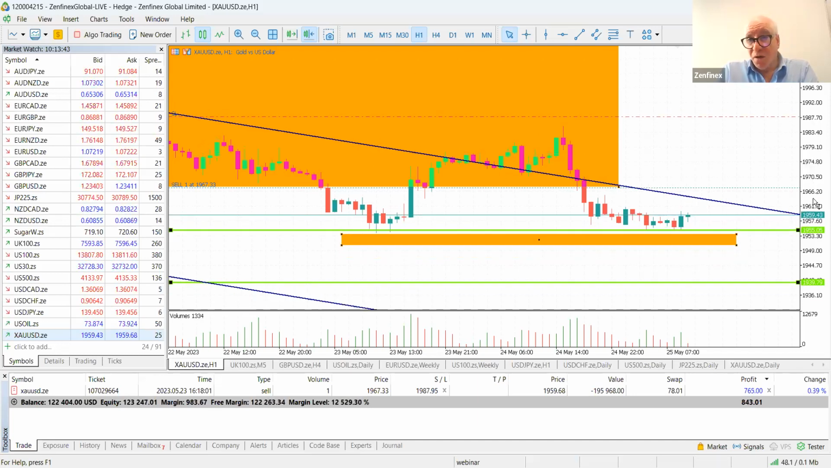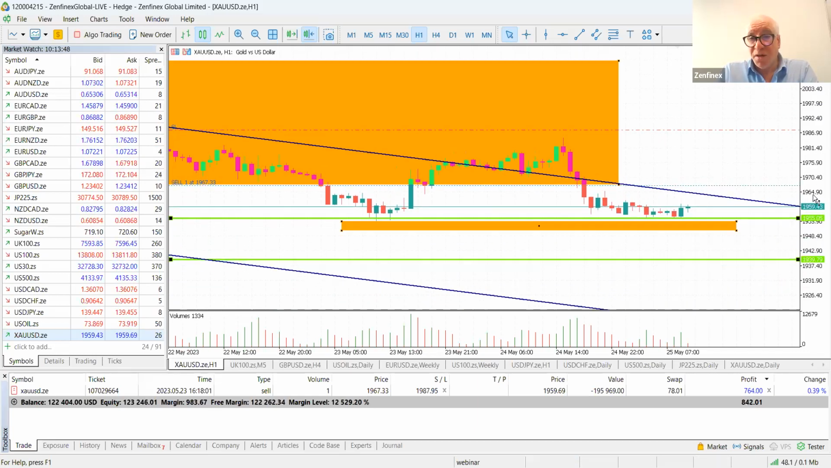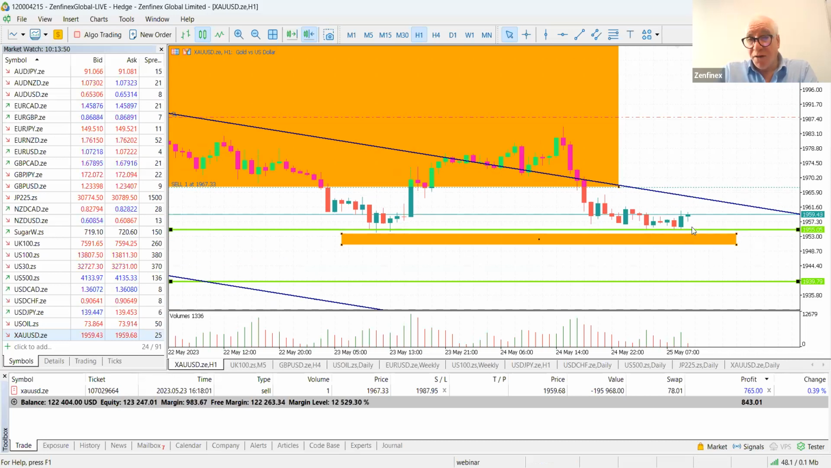So whilst my belief is it's going to come down to here, I'll be looking to see any price action that indicates that this is a stronger level. And already, we're not quite there yet. Is it going to test it? Or is it going to stay above there and then head back towards my entry price? My entry price is here, just in case you can't see it.